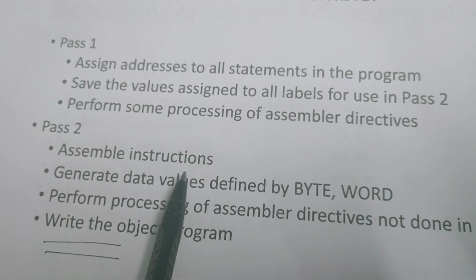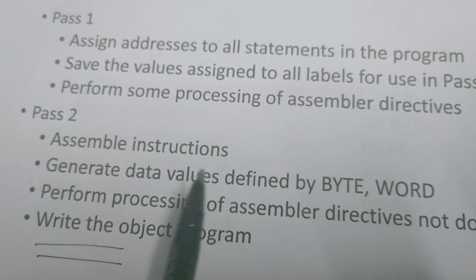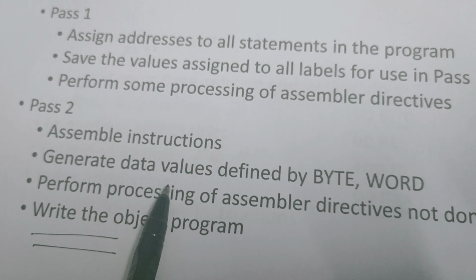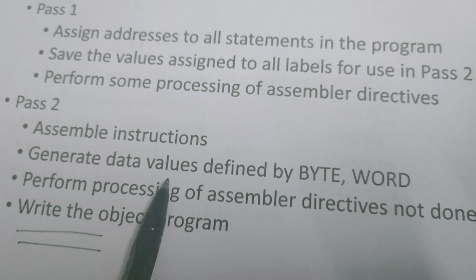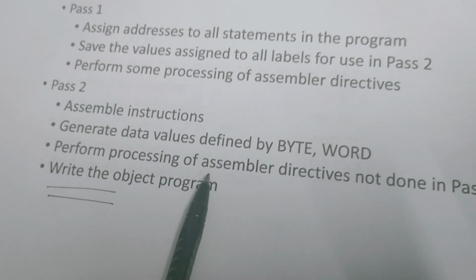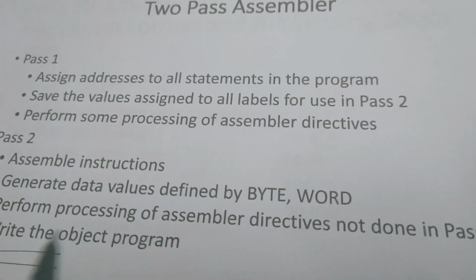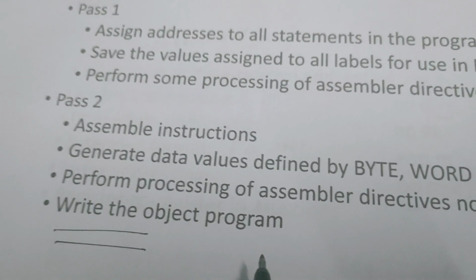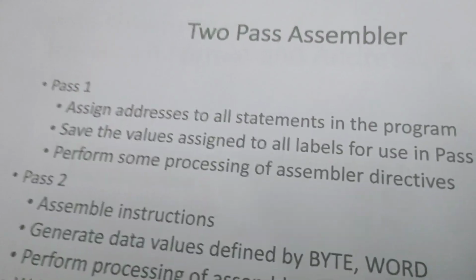It starts assembling the instructions. It means every instruction is translated into object code. And if data values are there in the program, the corresponding hexadecimal values are also generated. And if any of the assembler directives was missed in pass 1, that will be processed during pass 2. Finally, the object program will be written. So these are the functions of the assembler during pass 2.